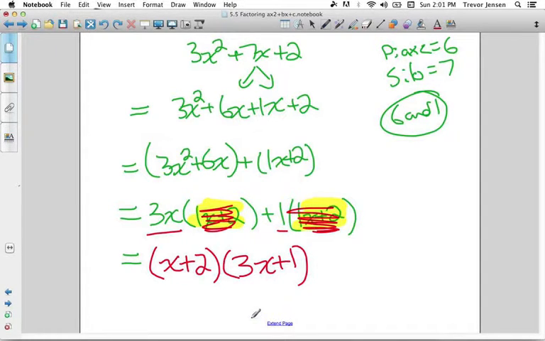I've got my two factors for the quadratic 3x squared plus 7x plus 2. You could check to make sure this is the right answer by multiplying these terms out using the FOIL method to make sure you get back to your original expression up here.